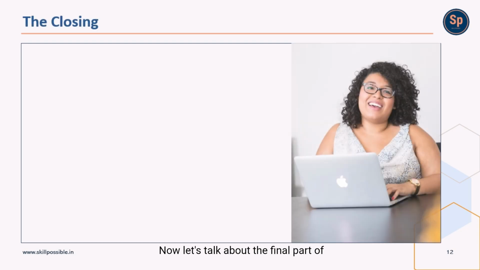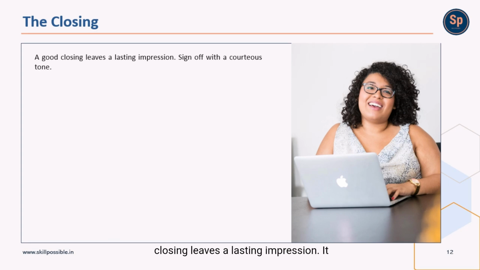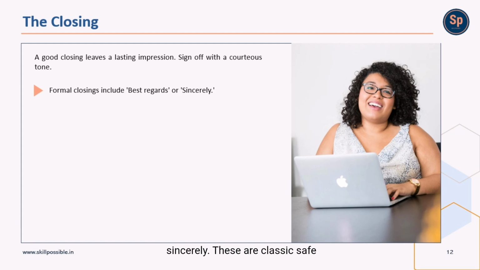Now let's talk about the final part of your email, the closing. Just like a good introduction sets the tone, a good closing leaves a lasting impression. It should be polite, respectful, and match the overall tone of your message. Use a courteous sign-off that reflects professionalism. Some common formal closings include best regards or sincerely. These are classic, safe choices for any formal or business-related email.